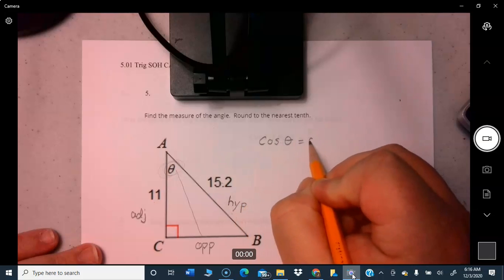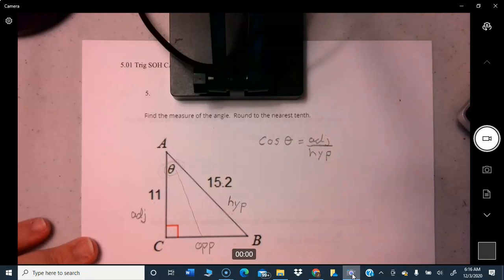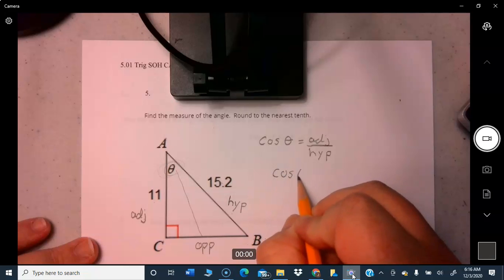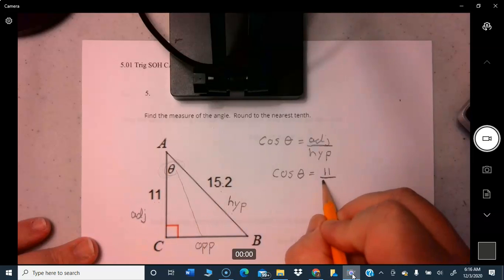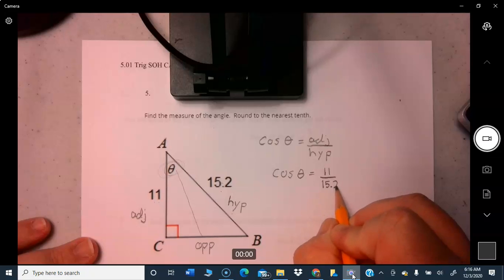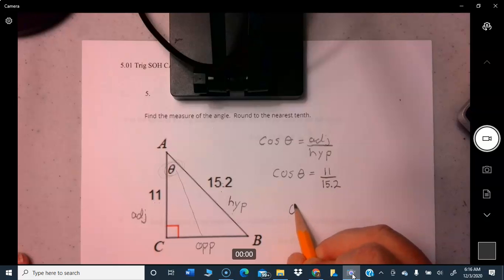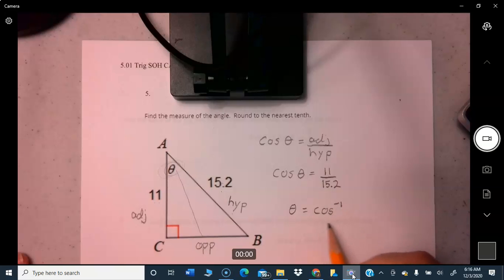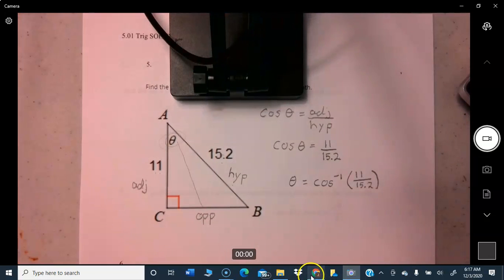First of all, write the general function, adjacent over hypotenuse. Do that first. Okay, now the cosine of theta, we still don't know what theta is, so we just still have to write theta, is 11 over 15.2. All right. So theta, we take the inverse, theta equals cosine minus 1, again that means inverse cosine of this. Okay. All right, so now we go to our calculator, online calculator.